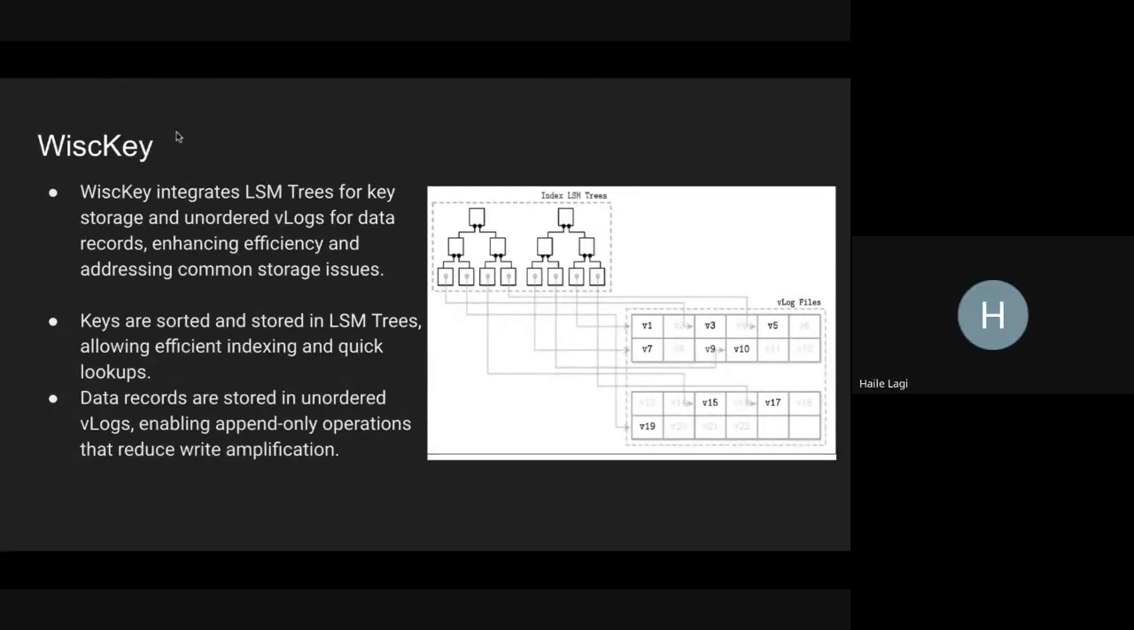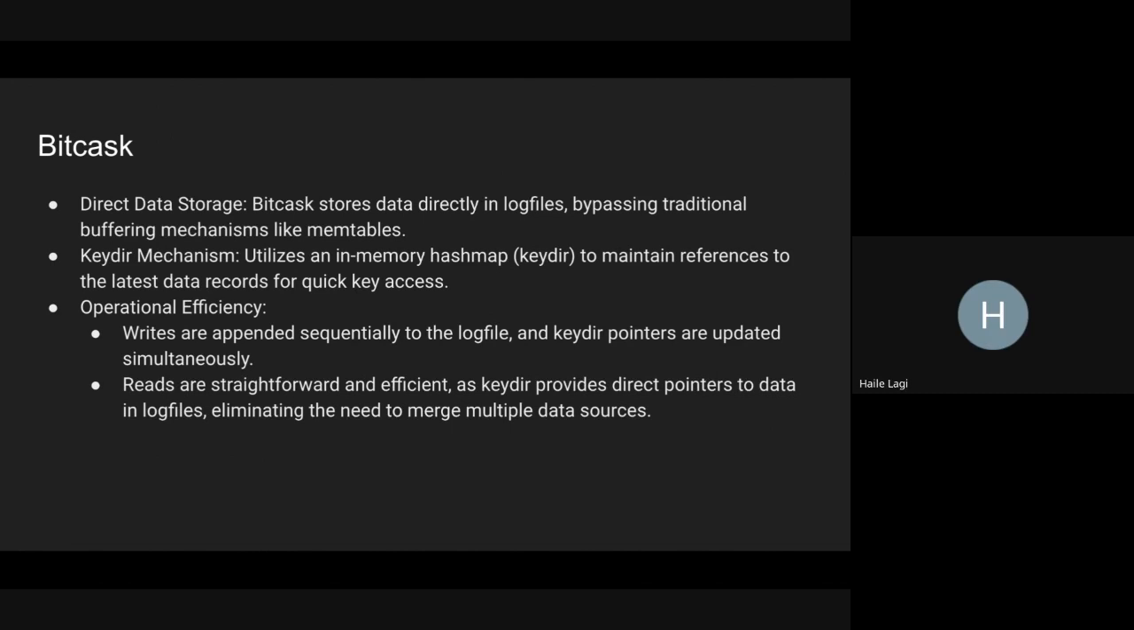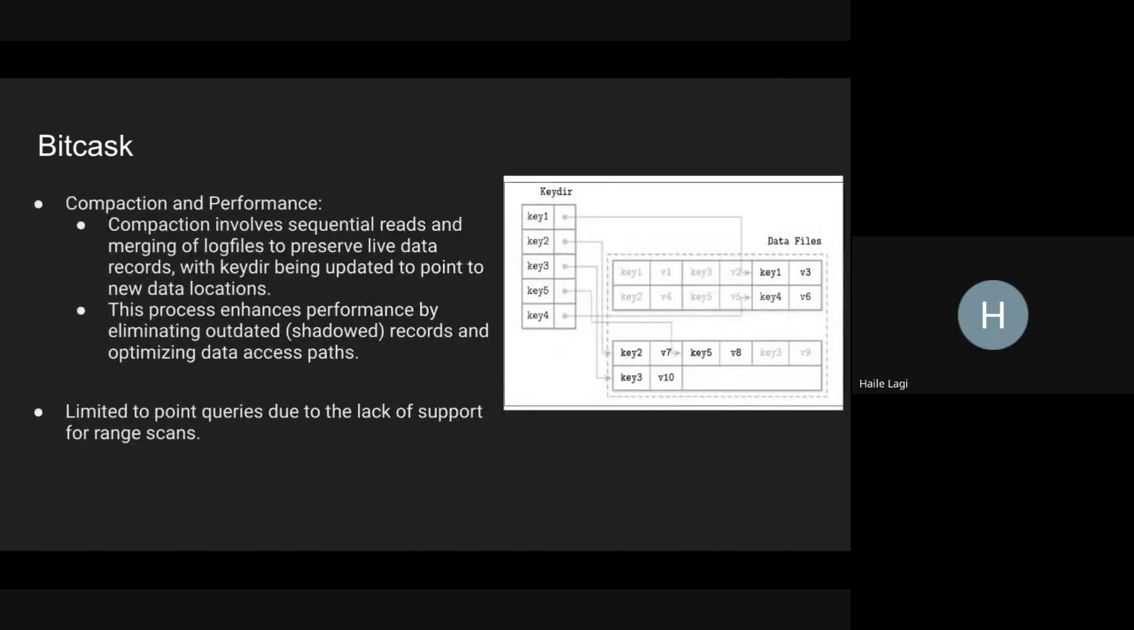Just to clarify on the Bitcask case, it can only support point queries because it's a hash map, right? Yes, and also, as we discussed for SSTables, using a hash map we can't support range queries because the data is unordered. Right. So the data is unordered.